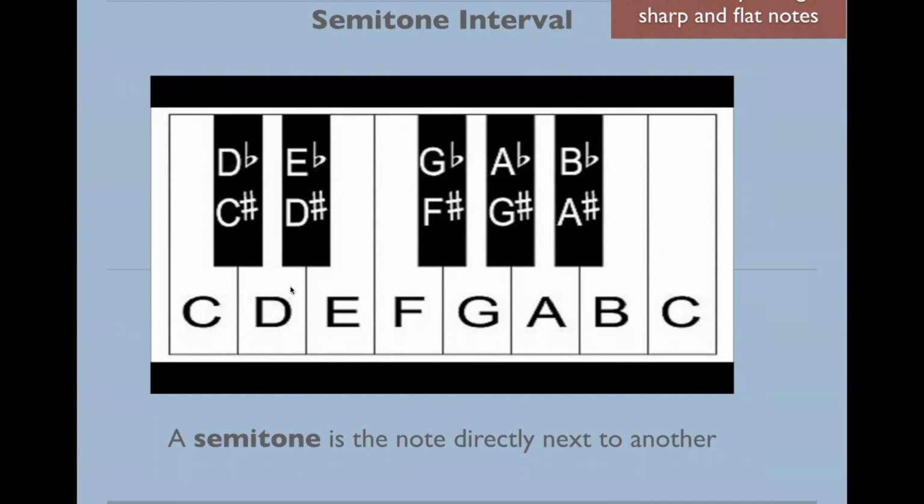Now you'll notice C has a black note next to it. D has 2 black notes next to it. E does not, but E to F is still classed as a semitone because it is the note directly next to itself. This symbol here is a semitone, semitone, semitone, no matter which way, whether we go up or down. Semitone.